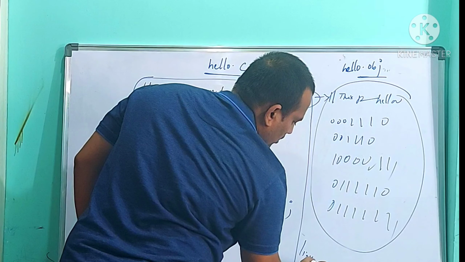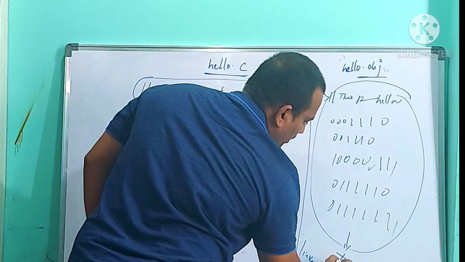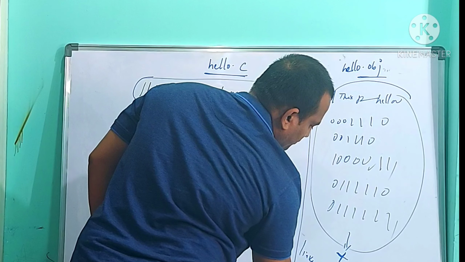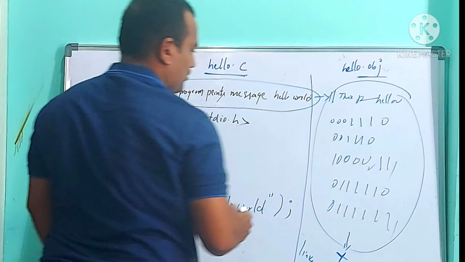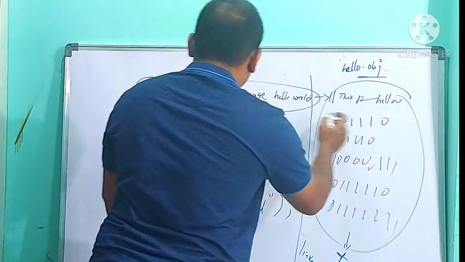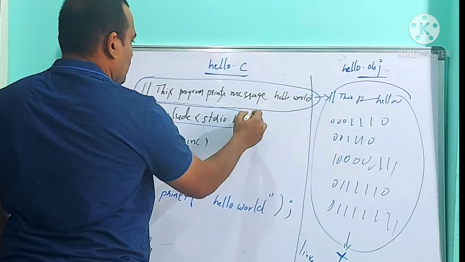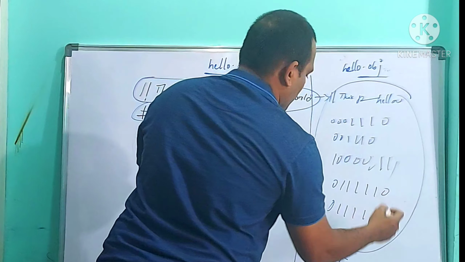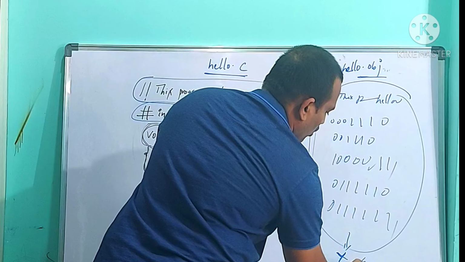Linker takes the object program and links it with the library files and header files. After linking the object program with the header file, it produces one more file called hello.exe.